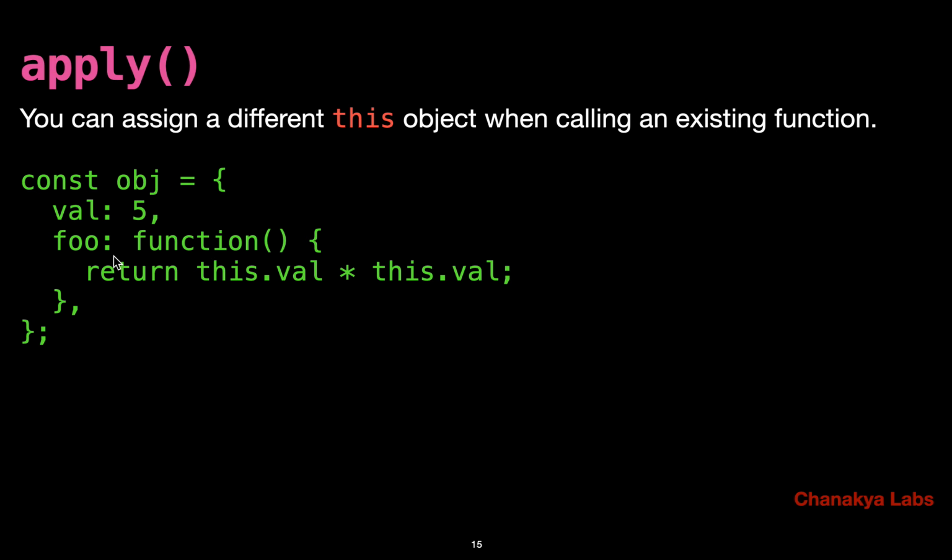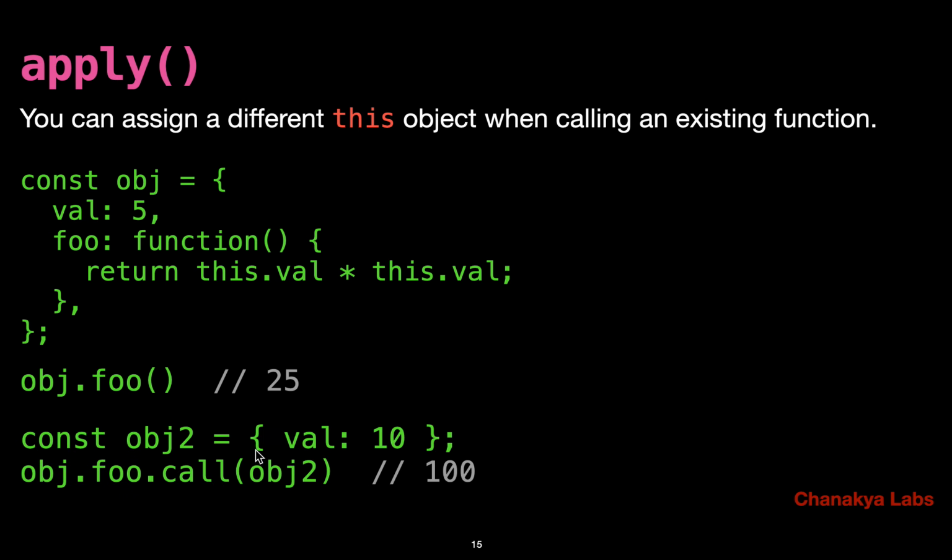If I call obj.foo, then I will get 25. Why? Because this inside obj.foo will be obj, and obj.val is 5. That's why this.val will be 5, and 5 times 5 is 25. That is fine. But I could also do something like this.